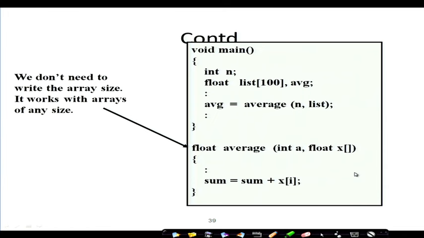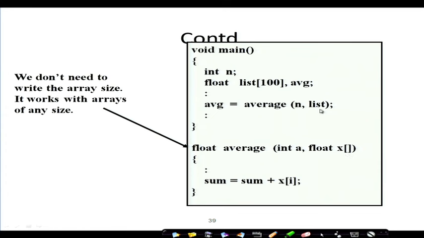So, here you see we do not need to write the array size, it works with arrays of any size. For example, here void this etcetera, where list is an array of 100 elements and average I am calling here float average, int a is an integer and float x is mapped to list, all right.